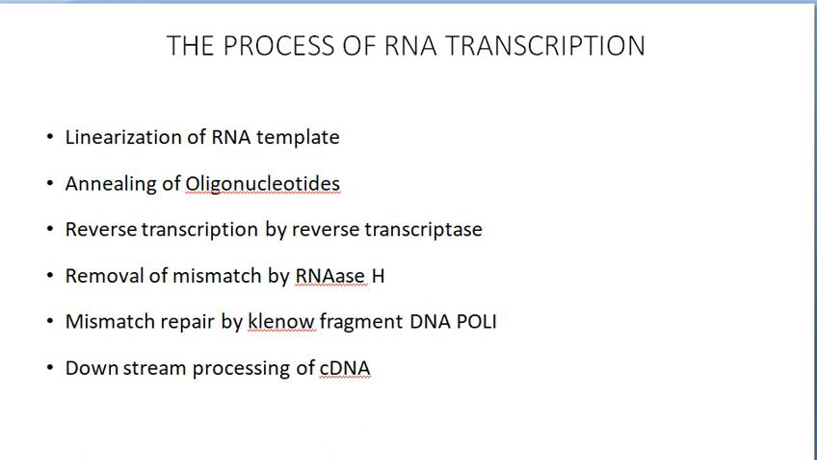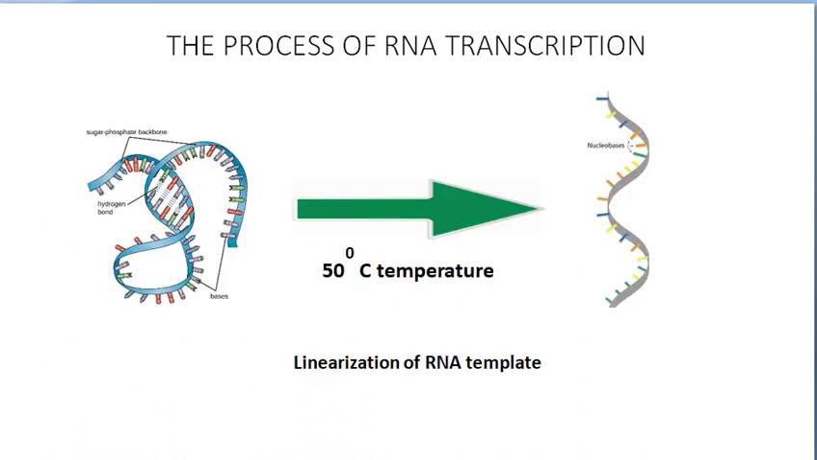First we will go for the linearization of the RNA template. Let's say you have an RNA sample, single stranded. But we know single stranded RNA has some nucleotides which are complementary to each other, so they start folding. They will not be linear; they will always be in secondary or tertiary structures, complementarily bound to each other by hydrogen bonding. So you may not get a straight, linearized single stranded RNA, rather you will always get the secondary structure of the RNA.